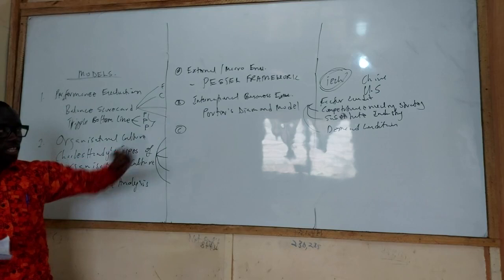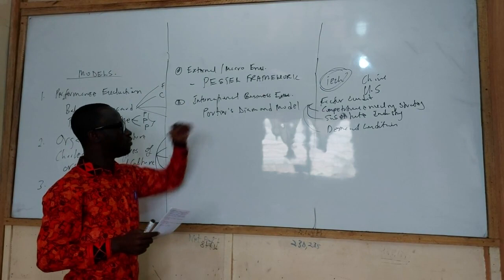So the external or macro environment, PESTEL. International competitiveness, Porter's diamond. And then competitive rivalry.